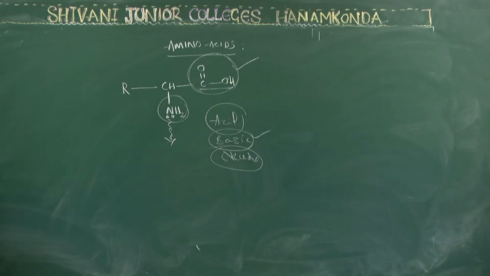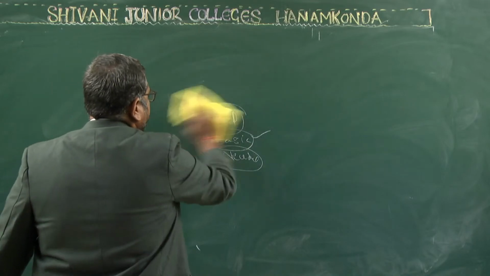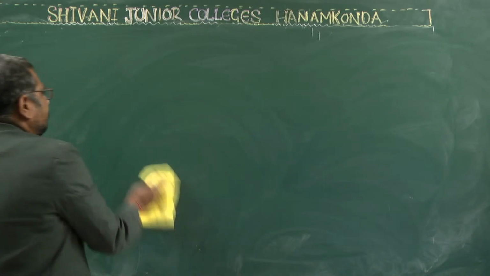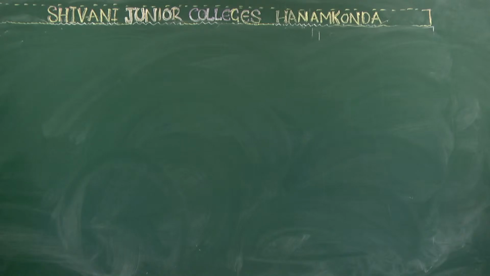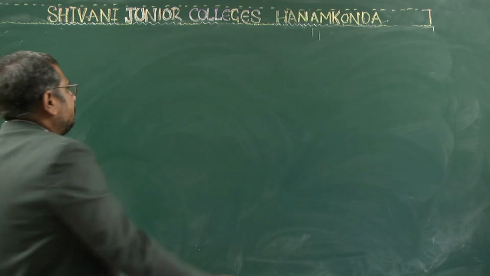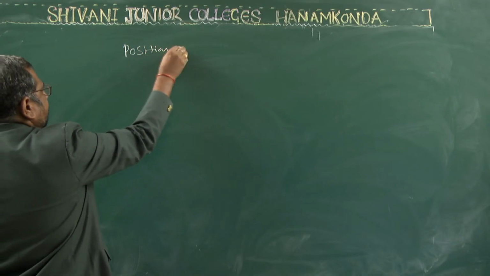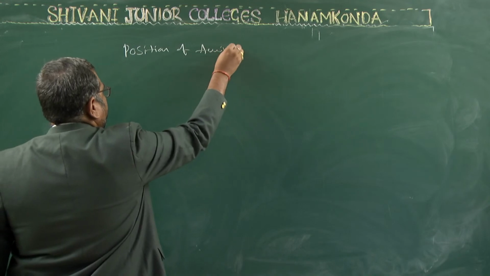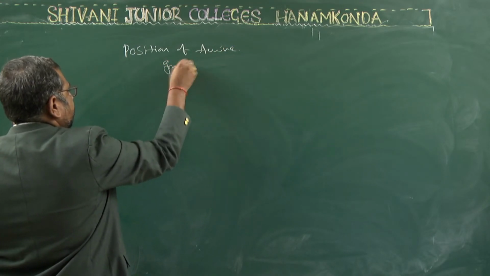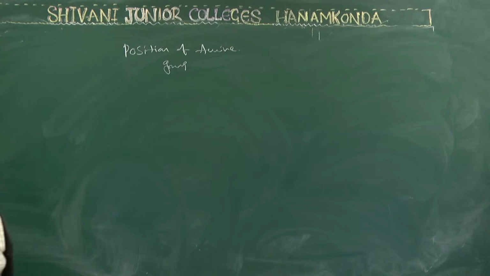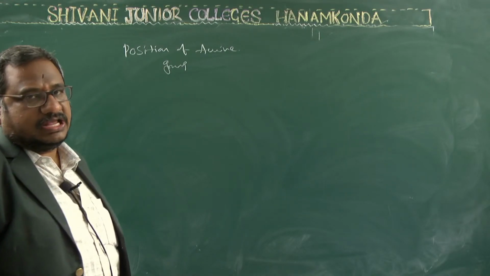Based on that, if any compound has amine and acid groups, that type of compound is an amino acid. These amino acids show acidic, basic and neutral nature. And based on the position of the amine group, the amino acids are classified as alpha amino acids, beta amino acids, gamma amino acids, etc.